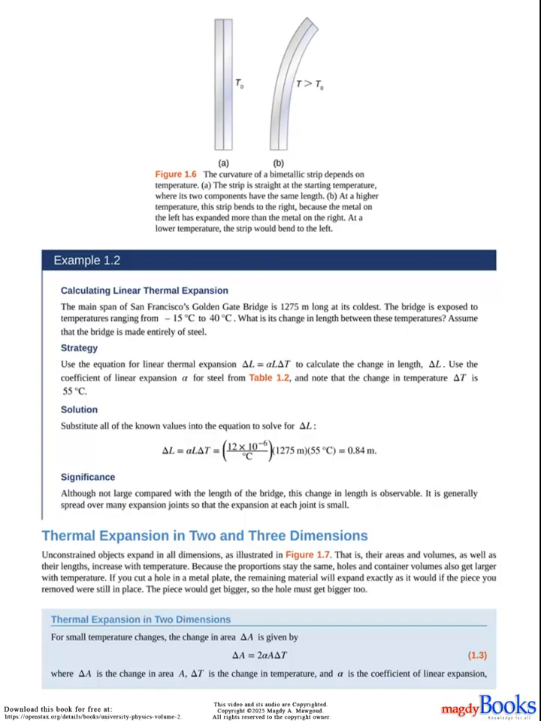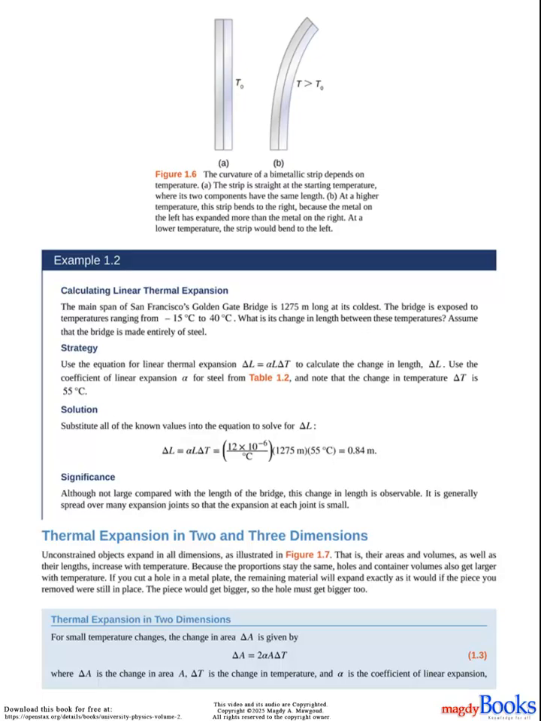A. T0. B. T is greater than T0. The curvature of a bimetallic strip depends on temperature. A. The strip is straight at the starting temperature, where its two components have the same length. B. At a higher temperature, this strip bends to the right, because the metal on the left has expanded more than the metal on the right. At a lower temperature, the strip would bend to the left.